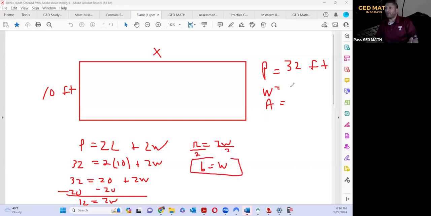So now I know my width is 6 feet. I now got to find the area. Start with your formula: area equals length times width. I know my length is 10. I know my width is 6. So my area is 60 square feet, or 60 feet squared, whatever you want to put it.